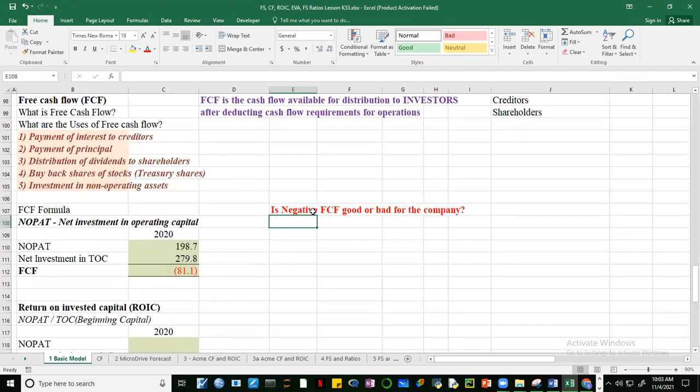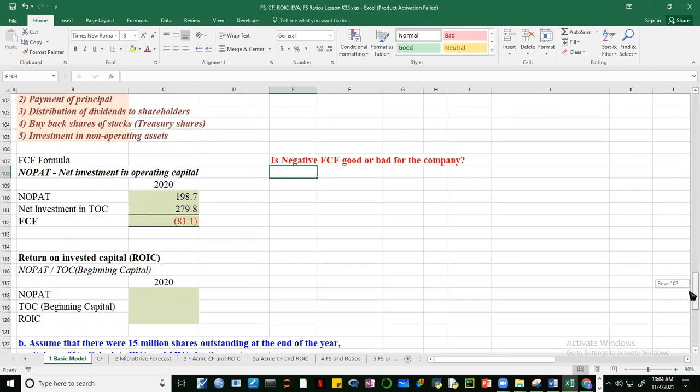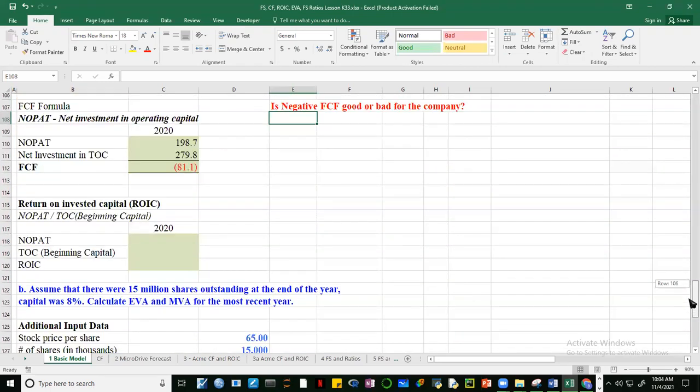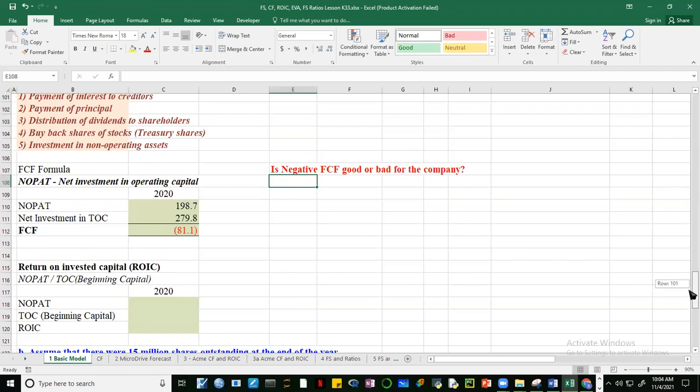Anyone, guys, would like to answer this negative free cash flow? You can unmute yourself, because it's important that we know this. Negative free cash flow. When free cash flow is negative, is that immediately bad? Anyone would like to volunteer and answer? Okay, no answer, guys?